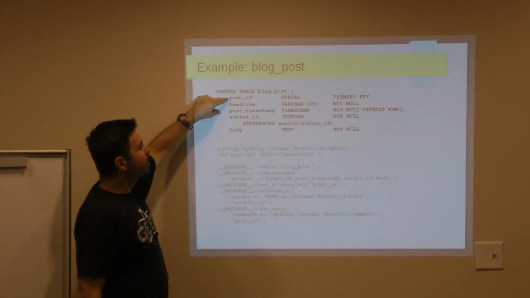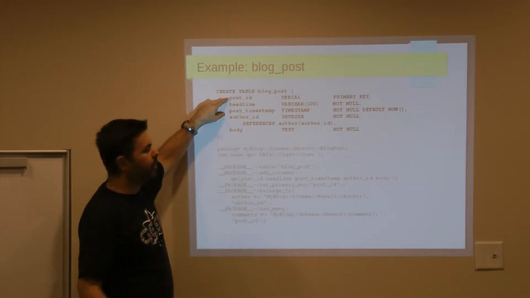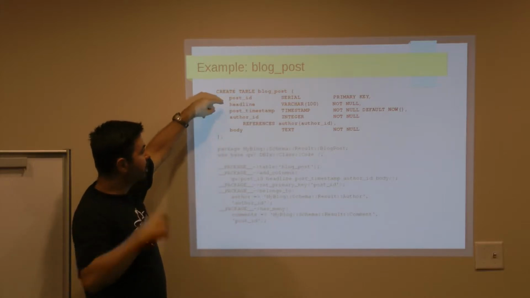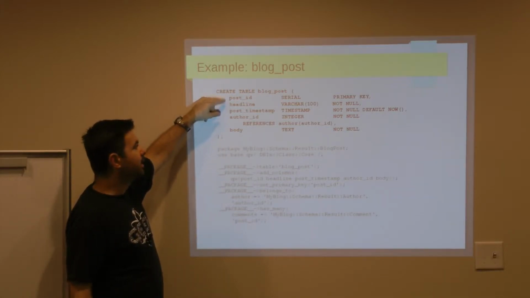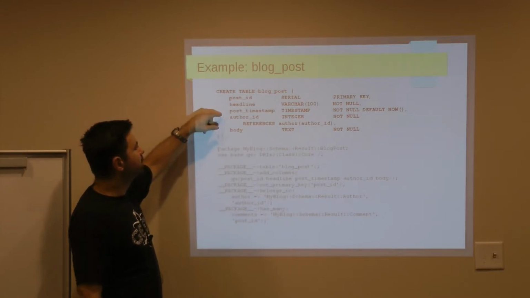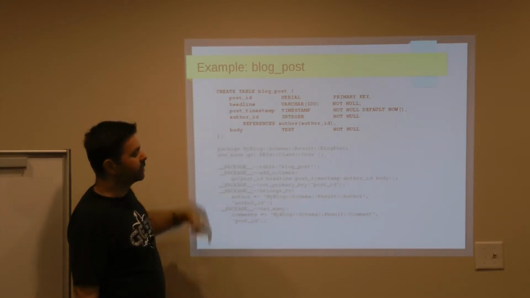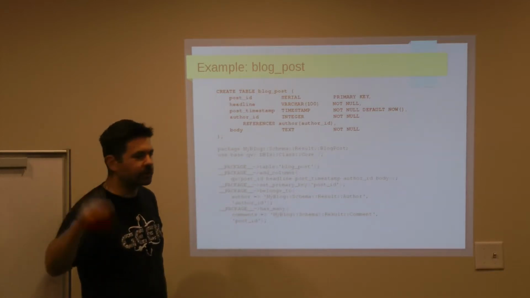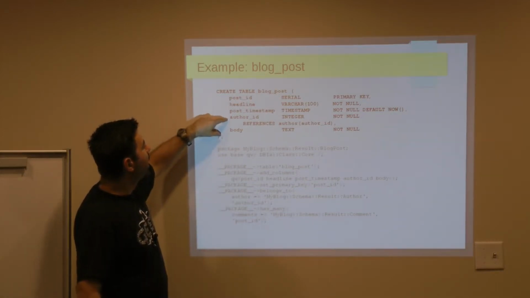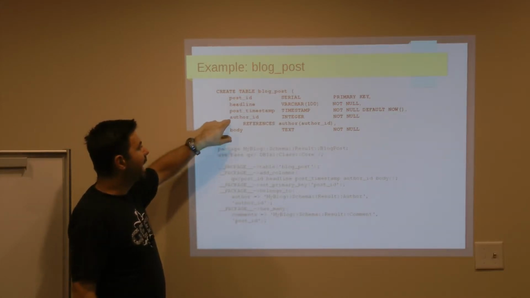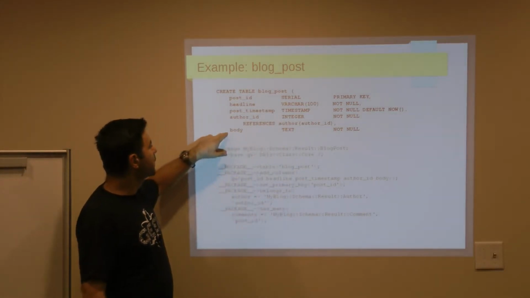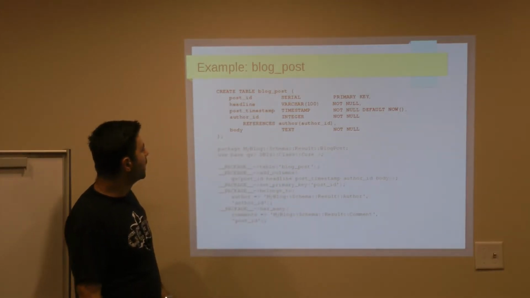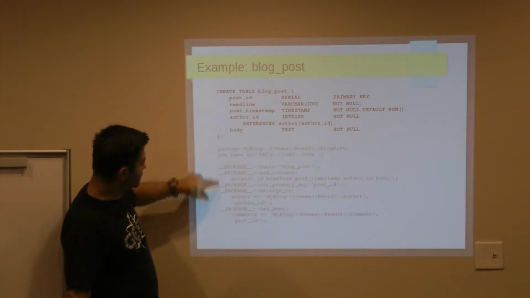Okay, so we have a post ID, which is essentially an auto-incrementing field that we make the primary key. We have a headline. It's a 100-character varchar. We have a timestamp because when you go to a blog, you want to see when did they actually say this, because since then everything's changed, that sort of thing. We have an author ID, and that references the author table. And then we have the body of the blog post, and that's just text. Okay, so here's our.